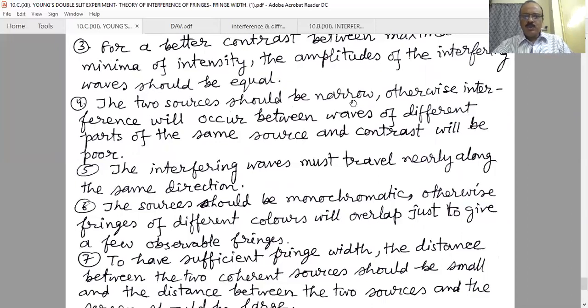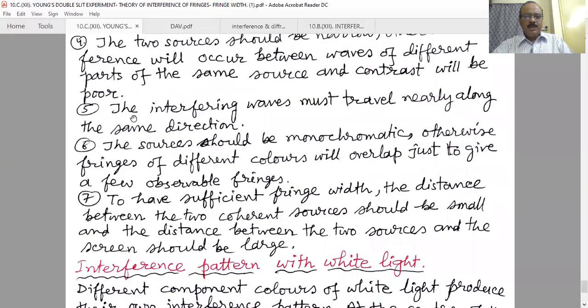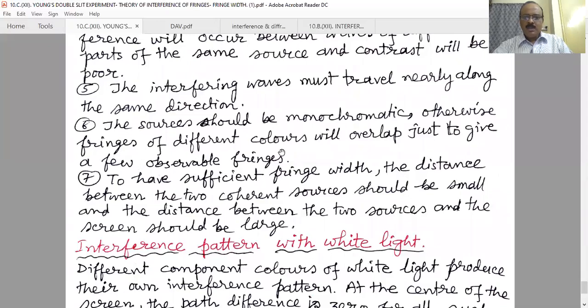Number four, the two sources should be narrow. Otherwise, interference will occur between waves from different parts of the same source and contrast will be poor. Number five, the interfering waves must travel along the same direction, or nearly along the same direction. There should not be much direction difference. Number six, the source should be monochromatic. Otherwise, fringes of different colors will develop, just to give a few observable fringes.